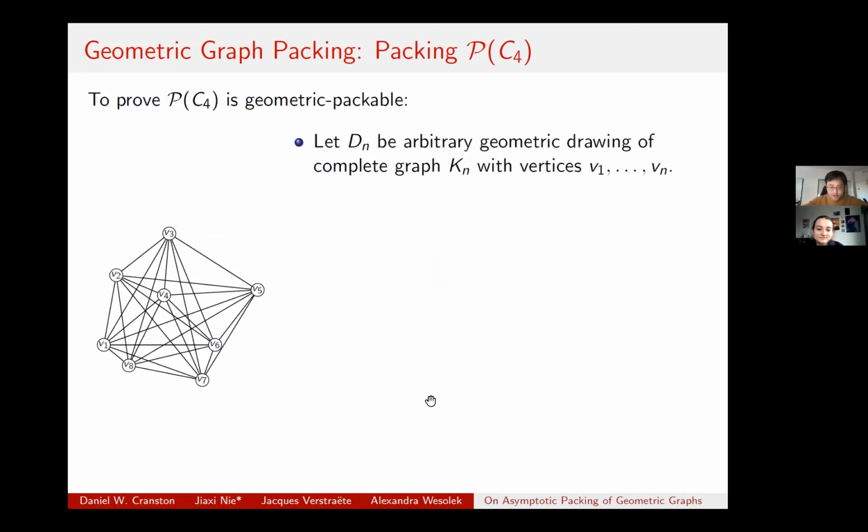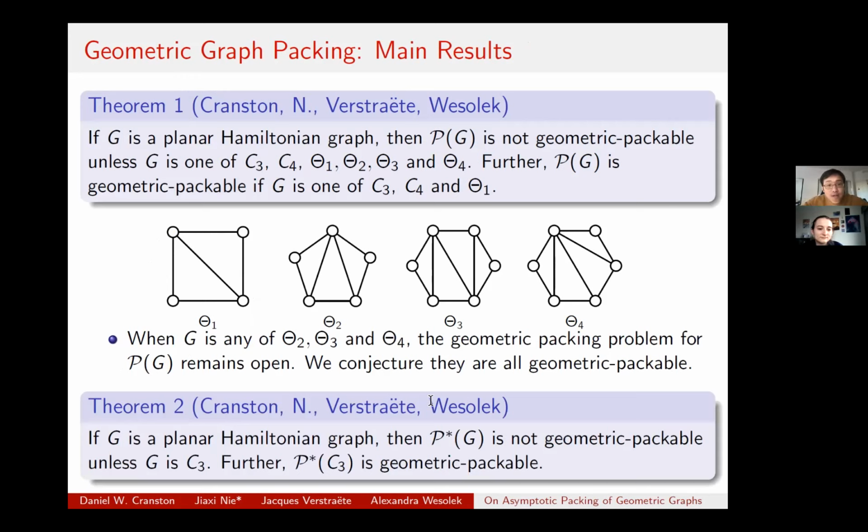Okay, now let me show you the proof of part 1 of theorem 1. Let's recall theorem 1. Maybe it is the second part. The second part of theorem 1 claims that P of G is geometric packable if G is C3, C4, or theta 1. When G is C3, it is obvious because of the existence of Steiner triple systems. Now, let me show you why it is geometric packable when G is C4 and theta 1.